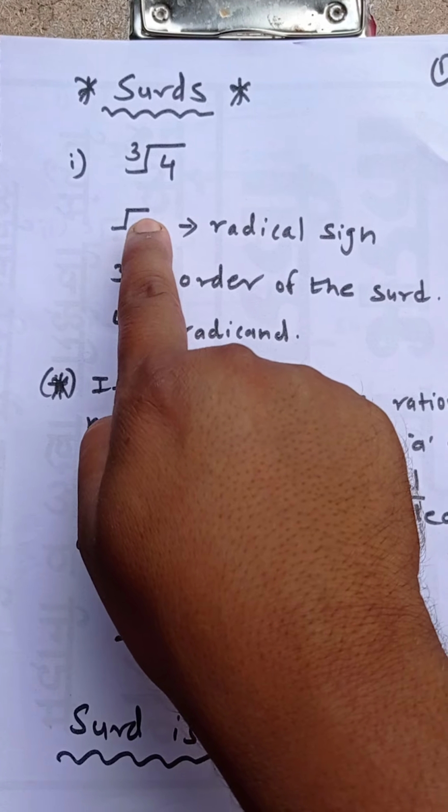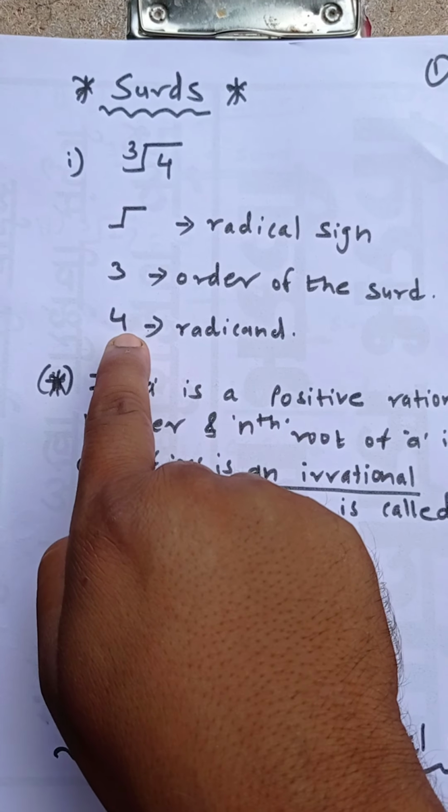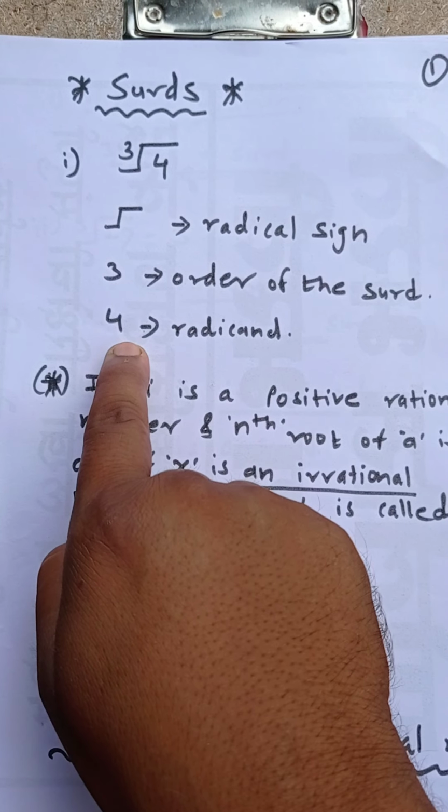Now again, this is the radical sign. 3 is the order of the surd. 4 is the radicand. We call it the radicand.